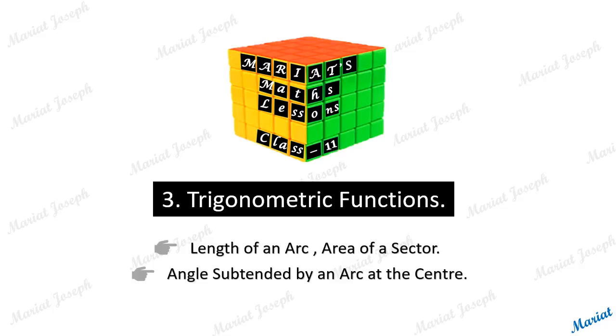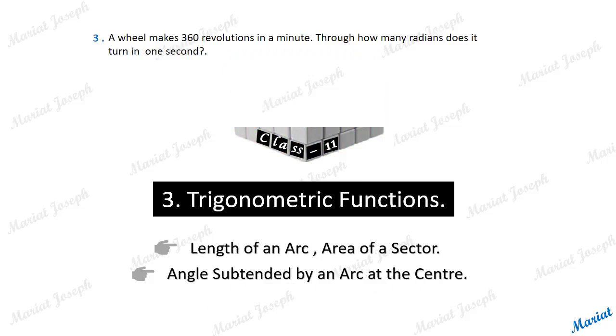Some problems based on length of an arc, area of a sector, and angle subtended by an arc at the center. A wheel makes 360 revolutions in a minute. Through how many radians does it turn in 1 second? Let's go by unitary method.